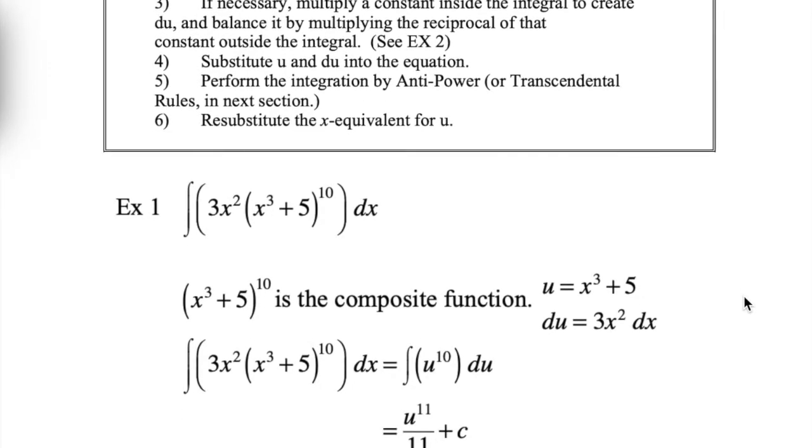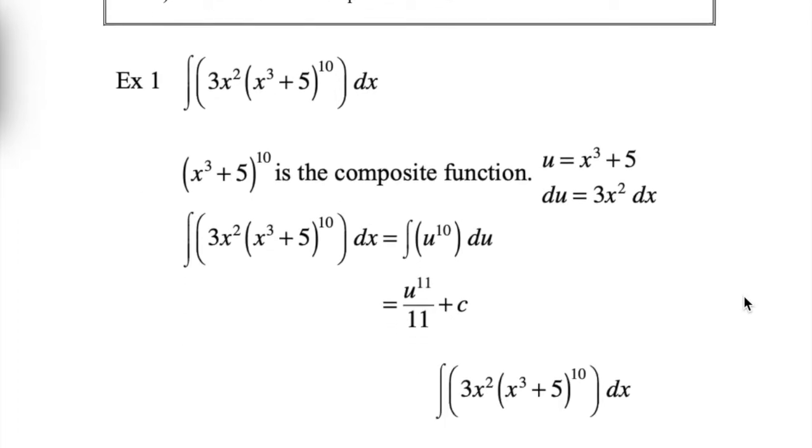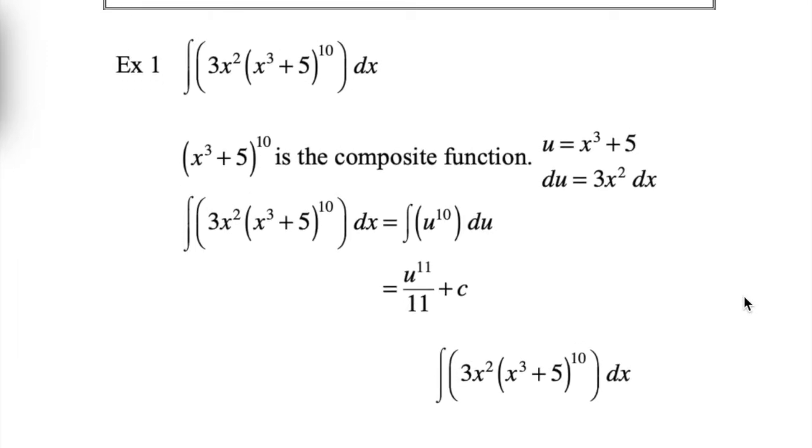Here's the example. I have what looks like a somewhat complicated function, the integral of 3x squared times x cubed plus 5 to the 10th. You kind of see that the inside function is x cubed plus 5. So you identify that as u. Du is just the derivative, 3x squared. And that happens to actually be the function multiplied to the u value. So then once you substitute u and du in, you get that this problem is just the integral of u to the 10th du. And you do the anti-power rule, and you come up with that answer by subbing back in for x.